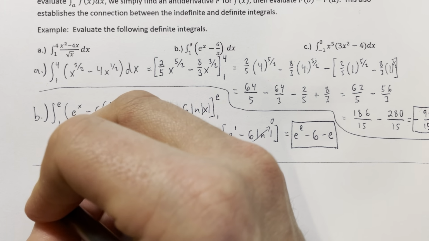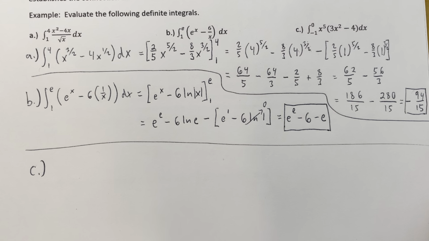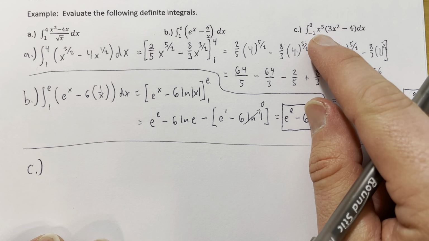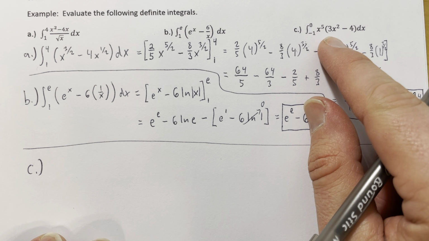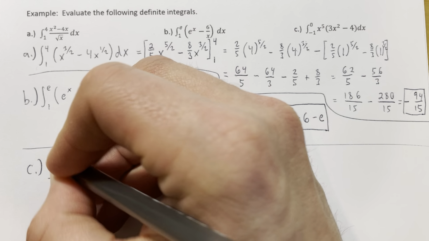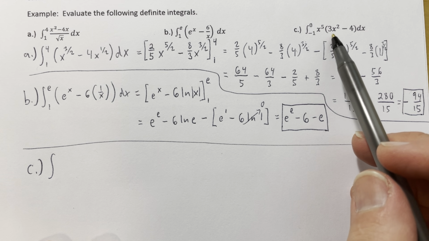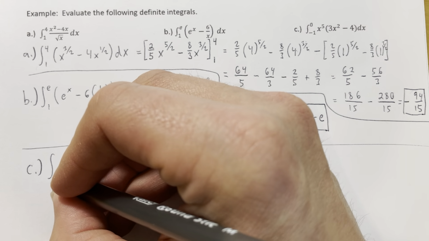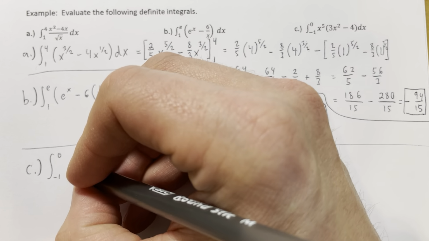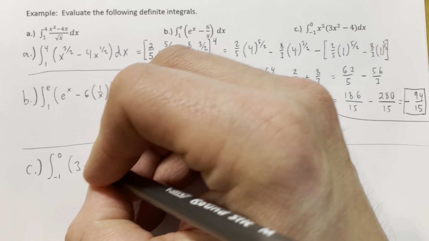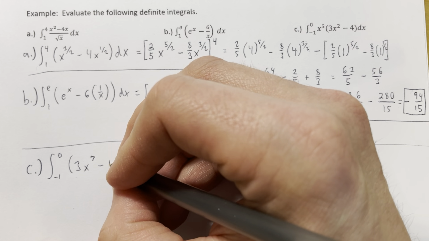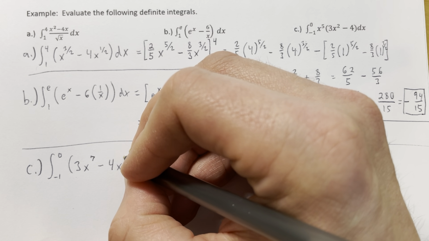Okay, let's do one last problem. C. I want to integrate from -1 to 0, x to the 5th power times 3x squared minus 4 dx. We've seen integrals like this before. It helps to distribute the x to the 5th power first. So I'm going to do this. x to the 5th times 3x to the 2nd power would be 3x to the 7th. Minus 4, I'm going to get minus 4x to the 5th.